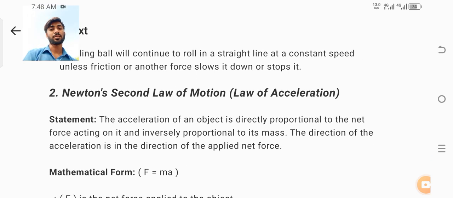Newton's second law of motion, the law of acceleration. Statement: the acceleration of an object is directly proportional to the force acting on it and inversely proportional to its mass.